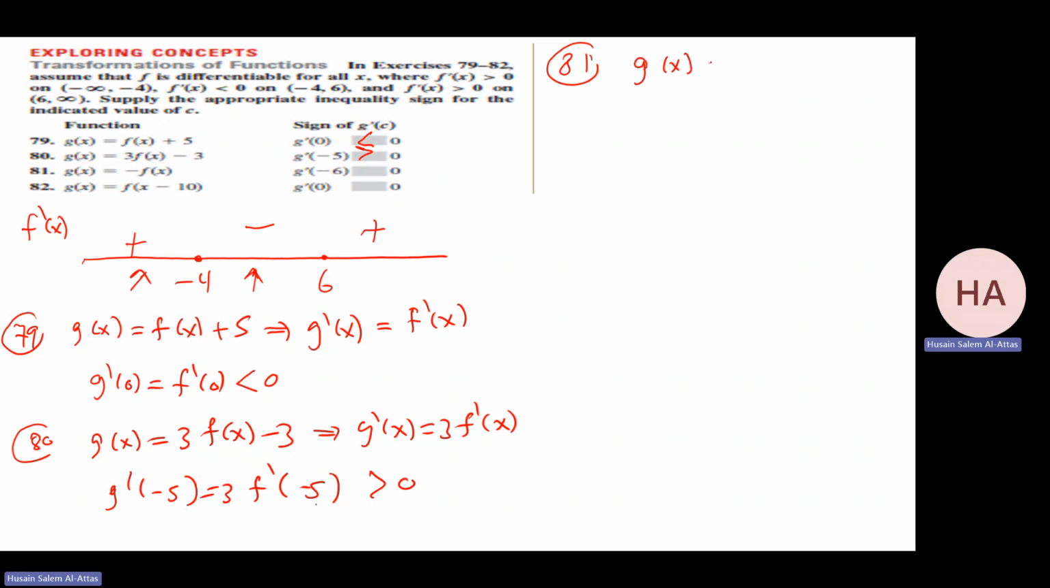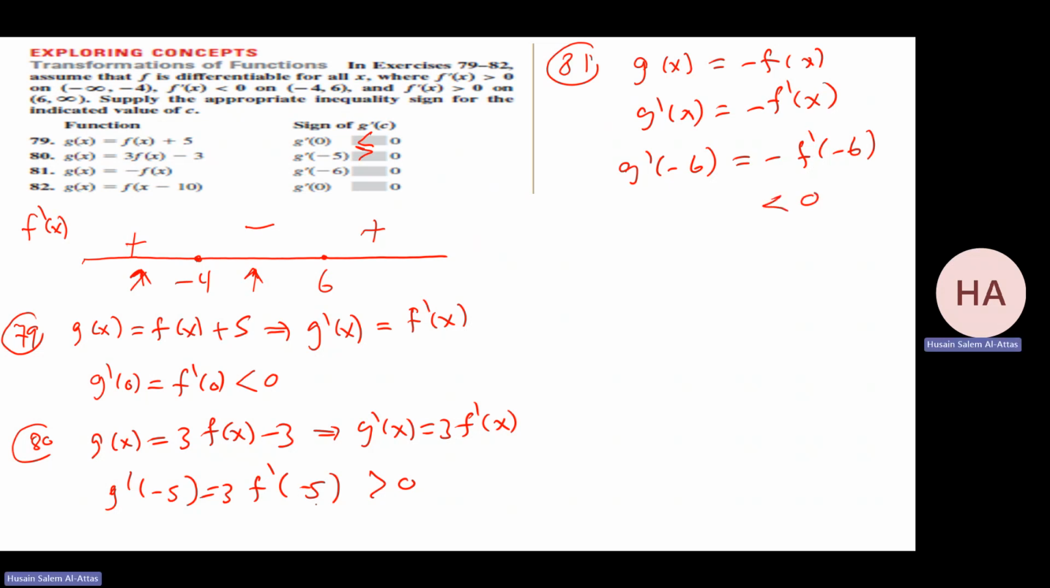G of x is minus f of x. What will be G prime at x? Minus f prime at x. So it will be G prime at -6. It will be minus f prime at -6. Where is -6? Here. So that will be negative.